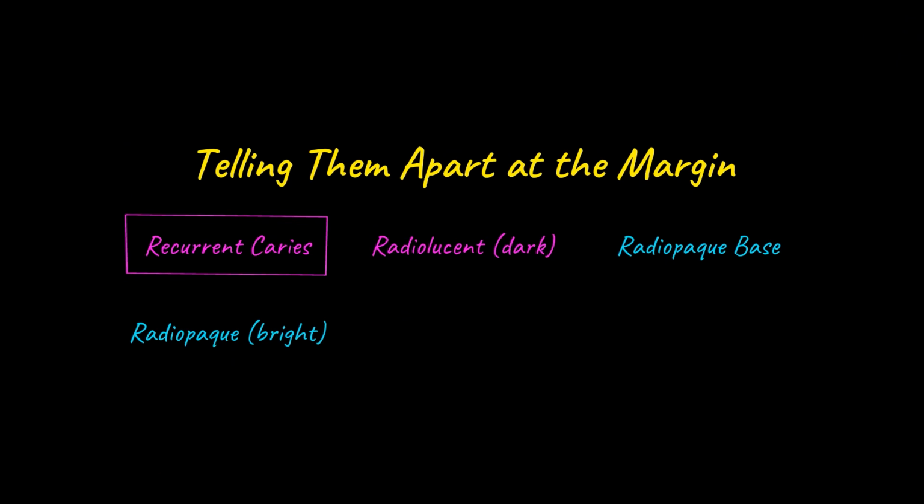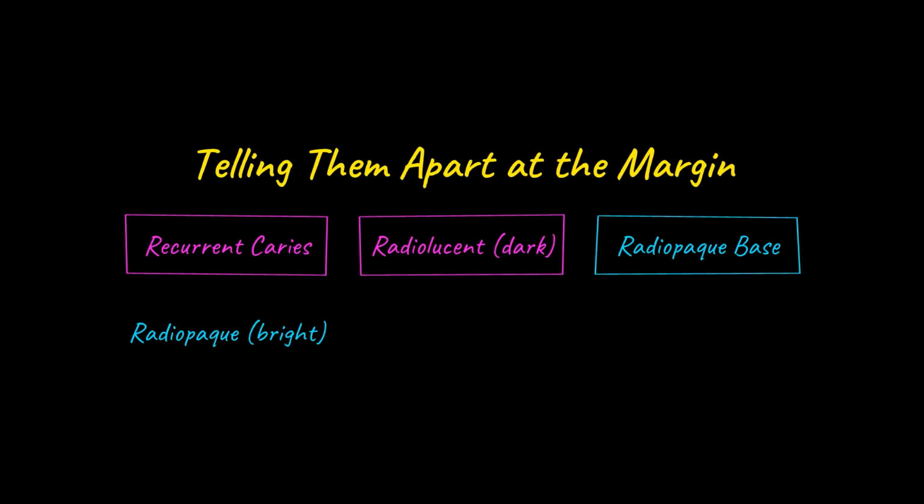Recurrent caries is radiolucent and sits at the restoration margins within the tooth, never outside it. The base is radiopaque and sits beneath the filling. Knowing which is dark and which is bright lets an examiner distinguish harmless liner from active disease at a glance.